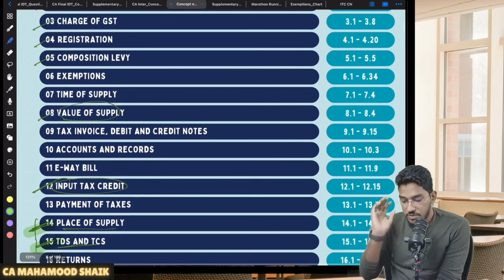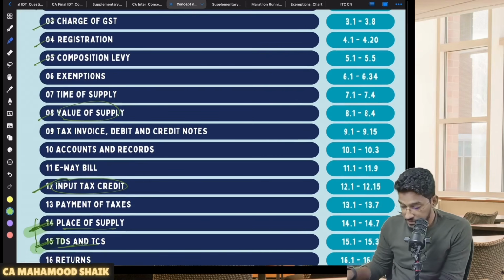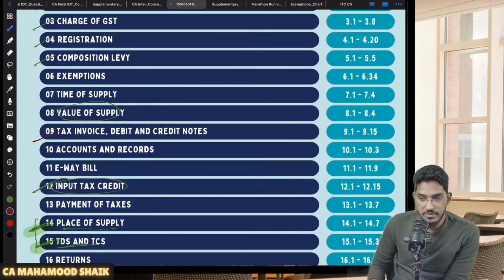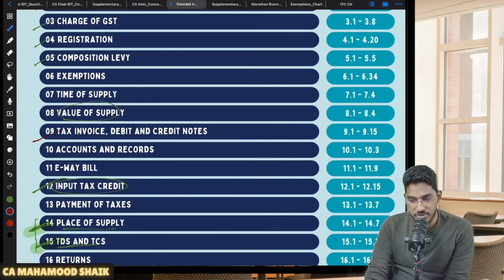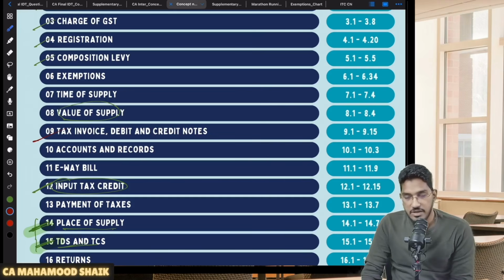Now, one more thing which I would like to do is take you through the contents of tax invoice, debit and credit notes. This I will try to quickly do in today's live session. Many students have been asking me for exemptions. Exemptions I will try to do, but not today. Today I will try to end the live.